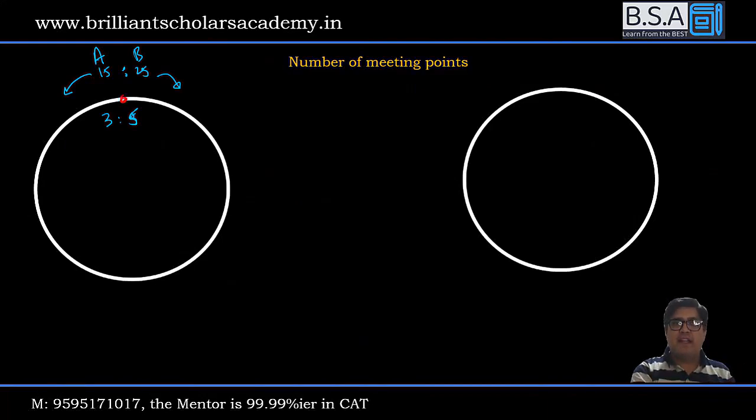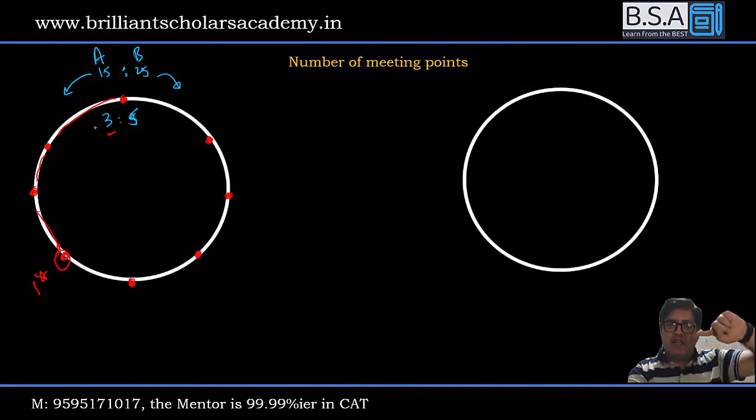First, you divide the entire circle in 8 parts. Meeting point, which is the starting point, is always considered. So there are 8 dots equally spaced. What this means is A will travel 3 partitions and B will travel the other 5. So do you see this is one partition, second partition, third partition. So this will be the first meeting point. Because A travels 3 parts, B travels the other 5.